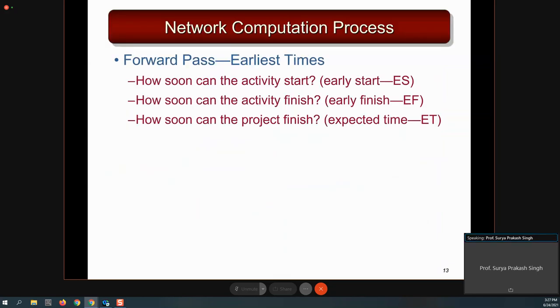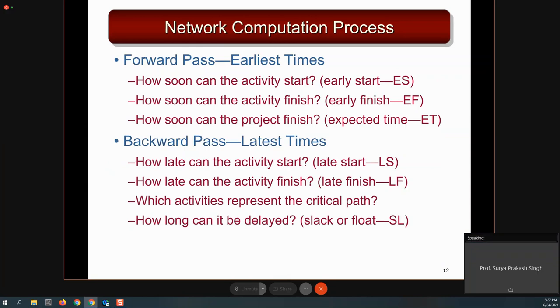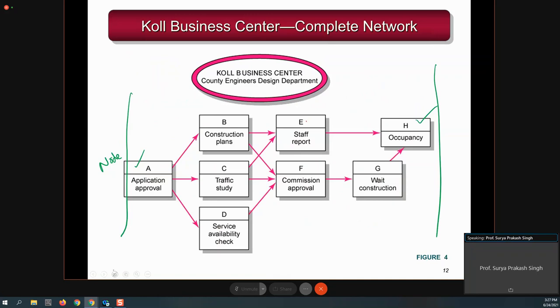So forward pass, earliest time. Okay, so now this is the construction of the project network diagram. Here, if you have any doubt, you can ask me. I think there would not be any doubt because it's very simple. But if you still have, you can write in the chat box, or ask whatever way is convenient for you.